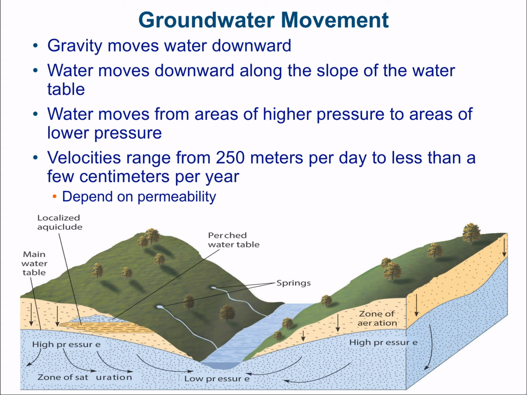Groundwater is always going to be moved by gravity. Gravity is going to pull water downward. So water is going to move downslope along the slope of the water table. Water moves from high pressures to low pressures. So your velocity can be anywhere from about 250 meters per day to less than a few centimeters. Here again, it depends upon permeability. So we can see how this is a high pressure area, this is a low pressure, so our water is moving from that high pressure to our low pressure.